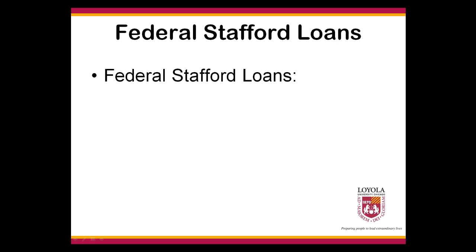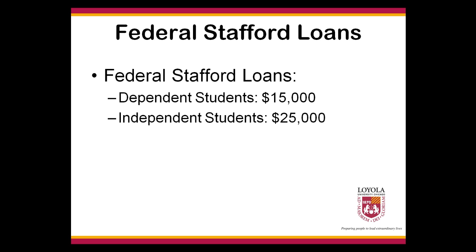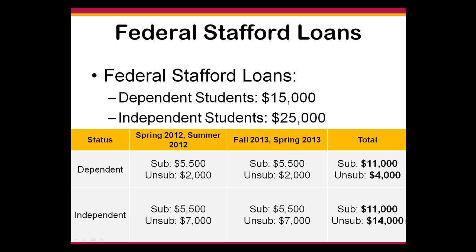Some of you will be considered dependent students when you complete the federal financial aid application. As you complete that application, you'll be required to include your parents' information. Dependent students may receive up to $15,000 through the Federal Stafford loans during the course of the ABSN program. Independent students can receive up to $25,000 through the Federal Stafford loan during the course of the program, spread out over the terms as illustrated on the screen.